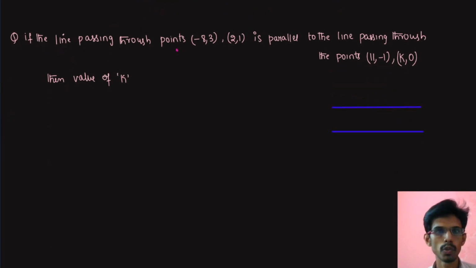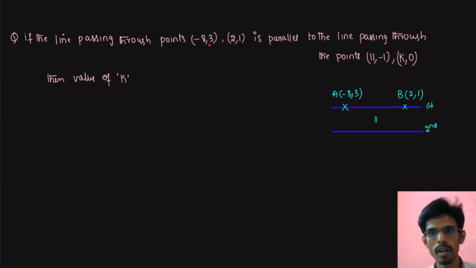Now a line passes through two points, let us name them A and B. We have A (minus 8, 3) and B (2, 1), and this line is parallel to a second line. Other points on the other line are C (11, minus 1) and D (k, 0). Here we want the value of k.